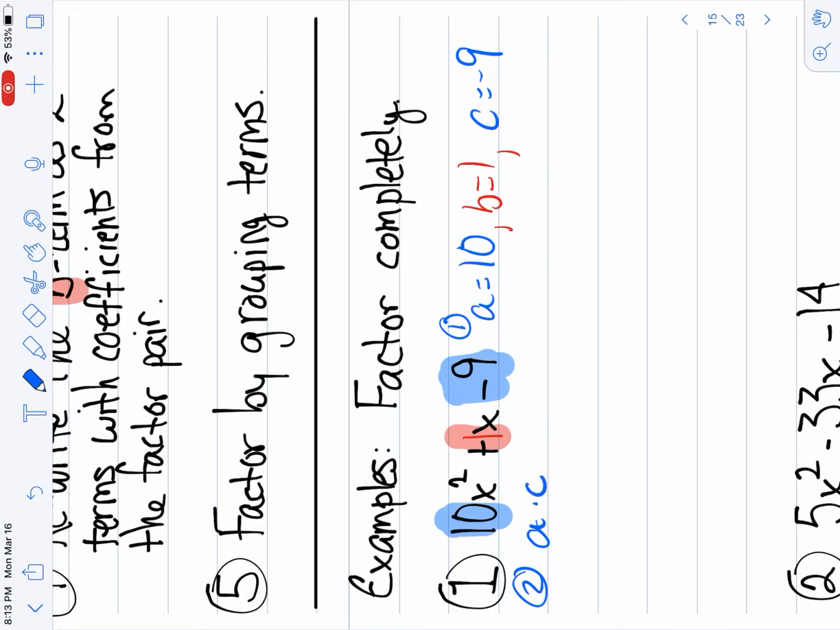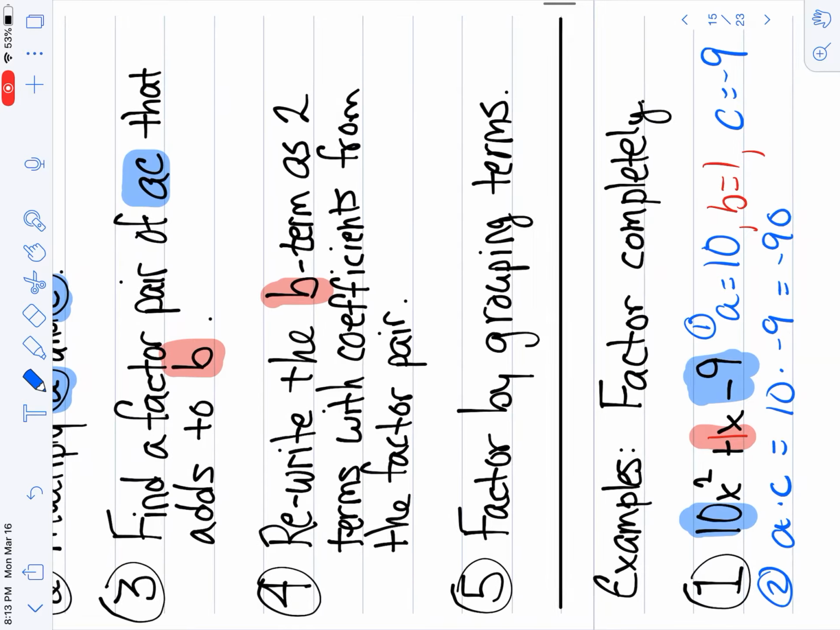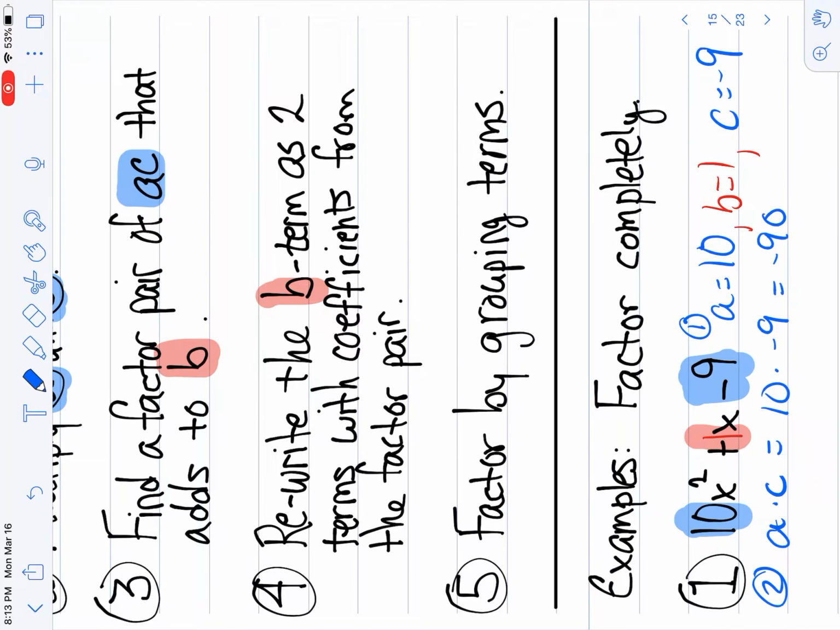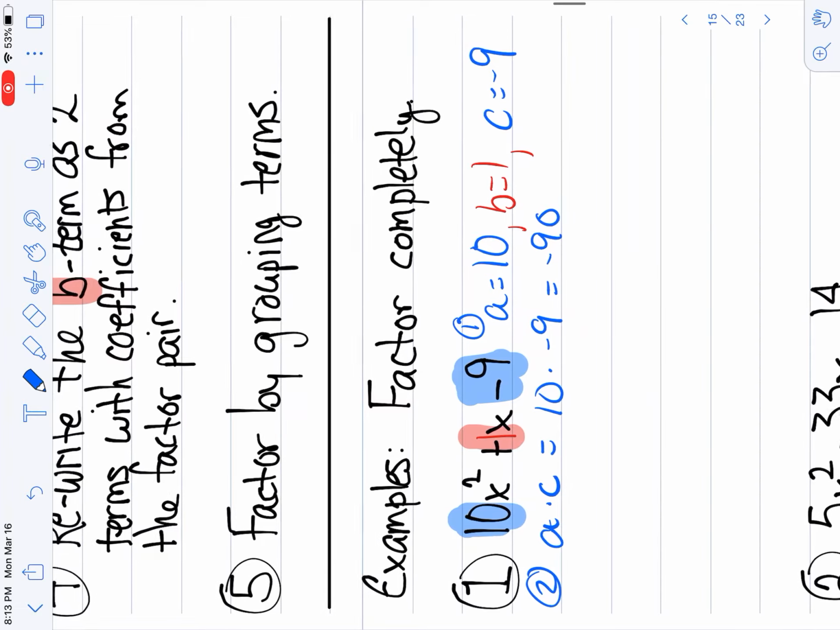So a times c is 10 times -9, which is -90. Okay, so now instead of finding factor pairs of just c that add to b, we've got to find factor pairs of this product that add to b. So we're going to find a factor pair of -90 that adds to +1.